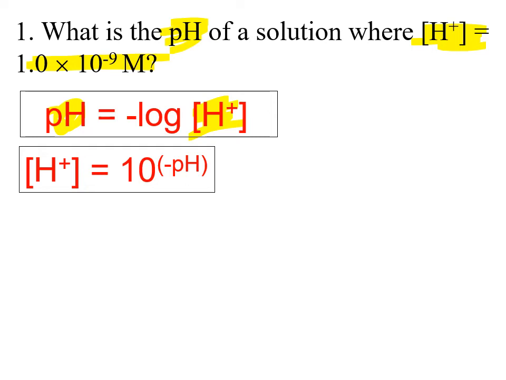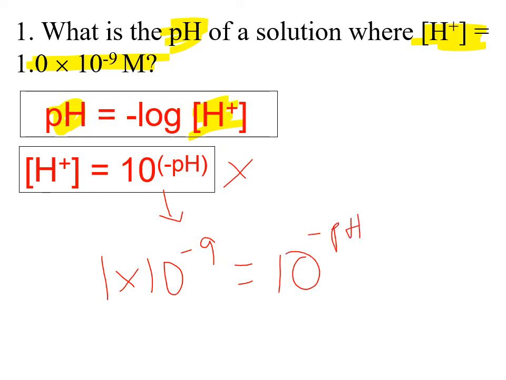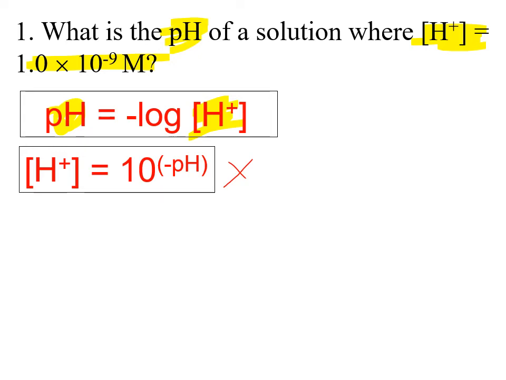We're not using this formula. A lot of people mix that up because this formula would be H plus, so 1 times 10 to the negative 9 equals 10 to the negative pH. Do you know algebraically how to solve for pH when it's an exponent? Most likely not. That's why we're not using that formula. We are going to use the pH formula because that one's just easy plug-in.